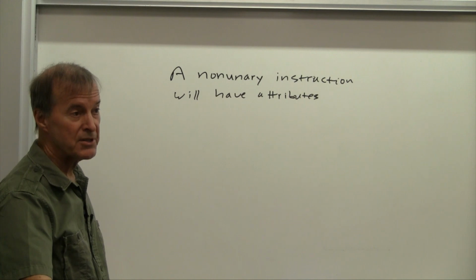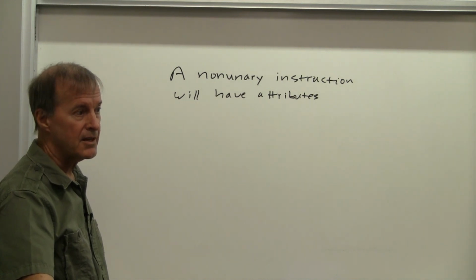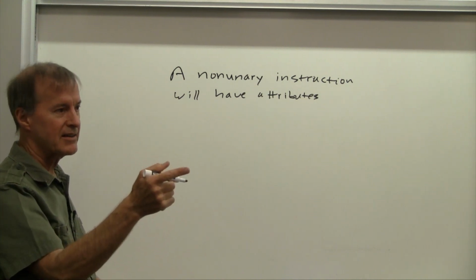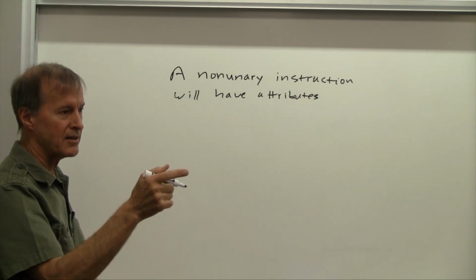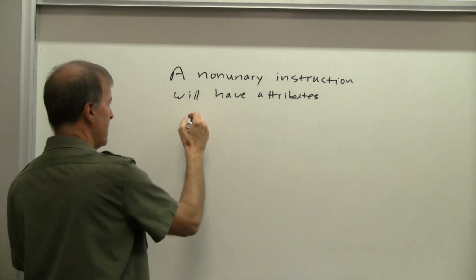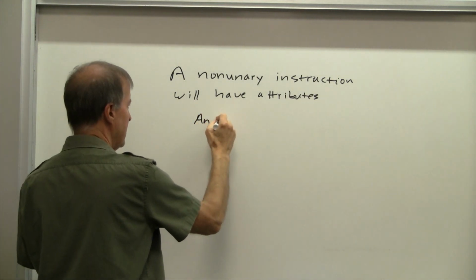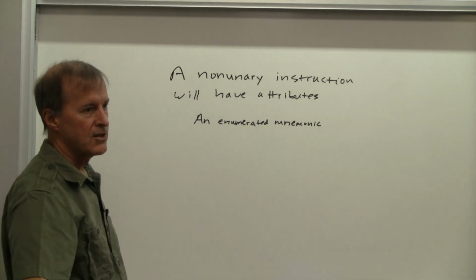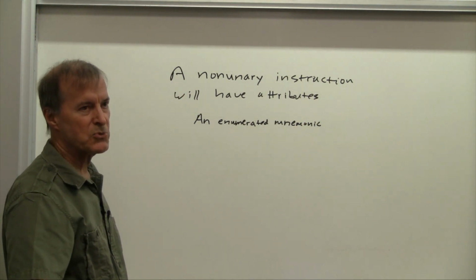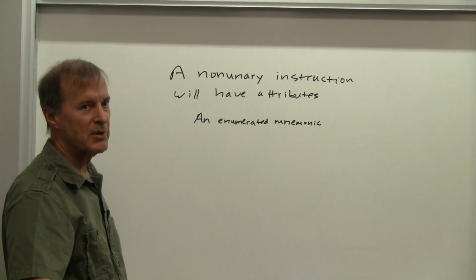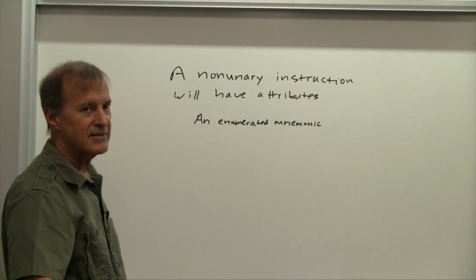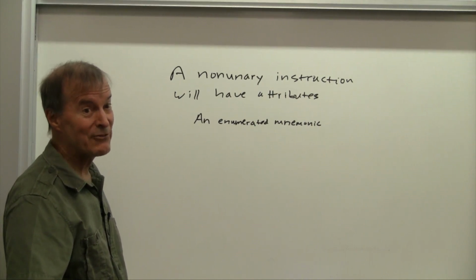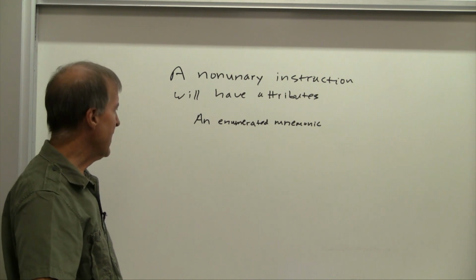What will its attributes be? Like the operator, or the mnemonic. It will be an enumerated mnemonic. Are you with me? So it will have an enumerated mnemonic. For example, suppose we are doing load word accumulator 0x0017 comma D for direct. So it will have an enumerated mnemonic.